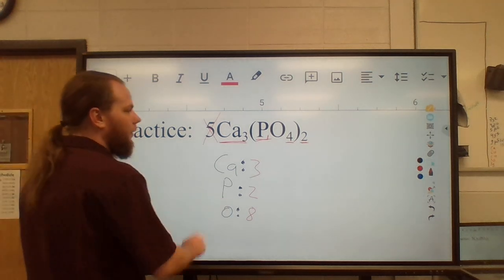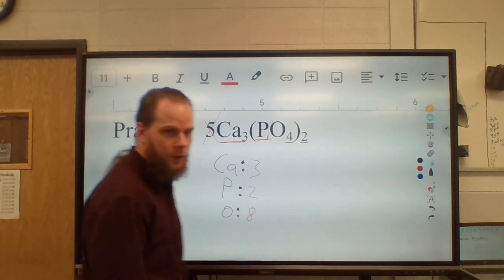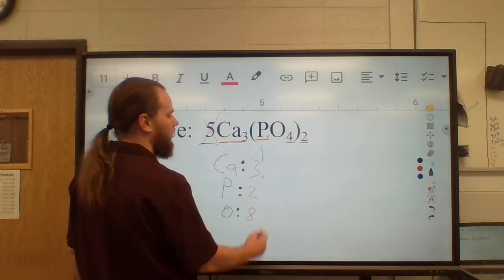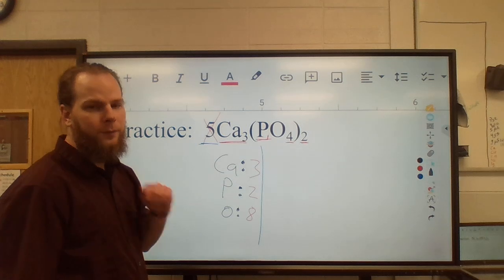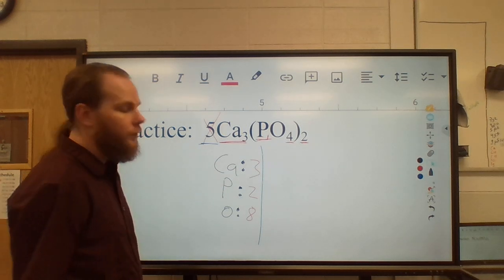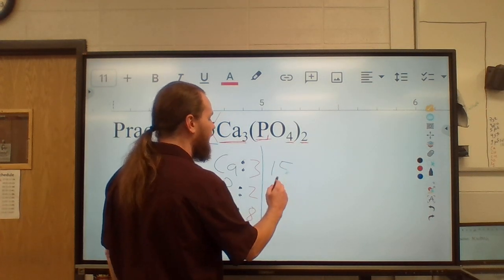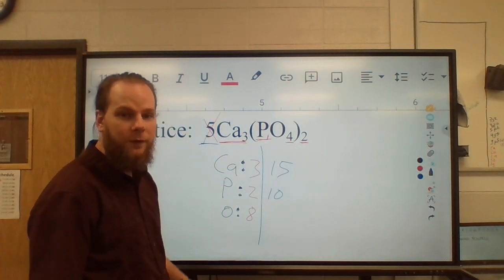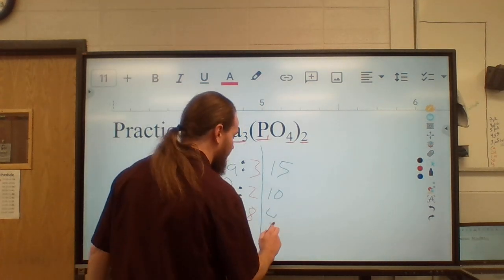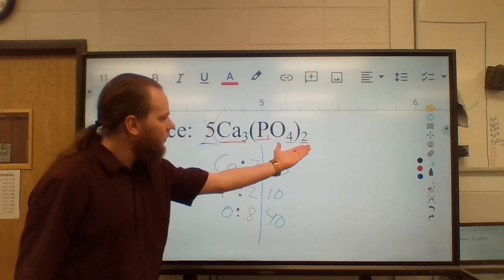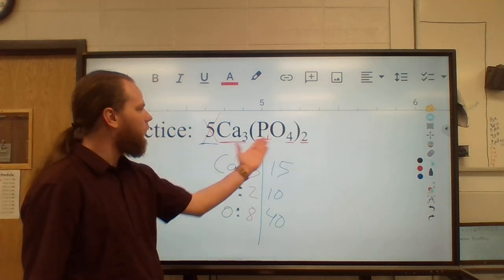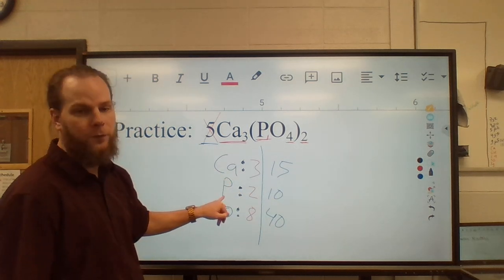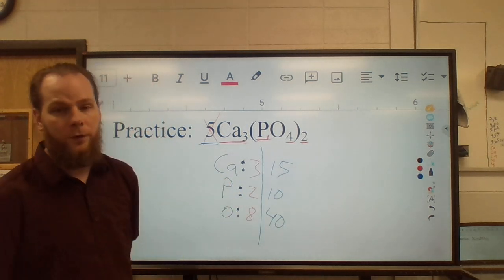Okay? But we are not done because we ignored this coefficient. We now have to account for that. So we need to take each of these 3 numbers times 5. So 3 times 5 means 15. 2 times 5 would be 10. And 8 times 5 is going to be 40. So in this formula, there are 15 calciums, 10 phosphorus, and 40 oxygen.